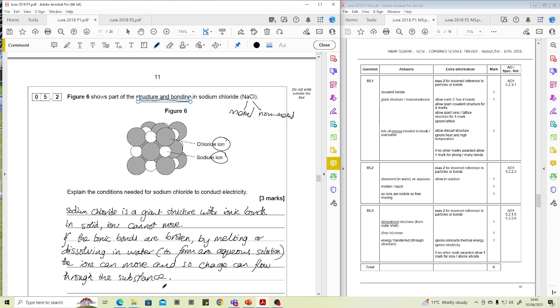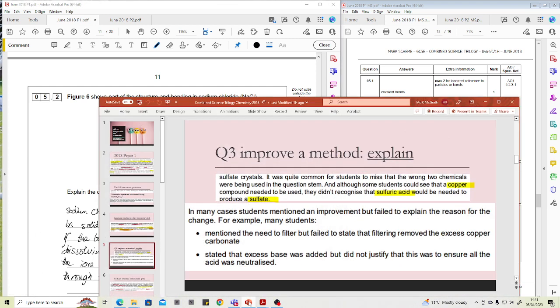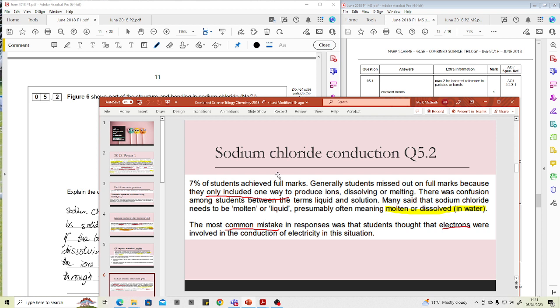So I've written a lot more than the mark scheme said, but again, it's insurance against more modern mark schemes which are more demanding, or for other styles of question. So let's just check what it says in the examiner report. Generally students missed out on full marks because they only included one way to produce ions, either dissolving or melting. And sometimes people said molten or liquid, but that's not right. You've got to say molten or dissolved in water. And it's a common mistake to talk about electrons. It's just ions in this situation.